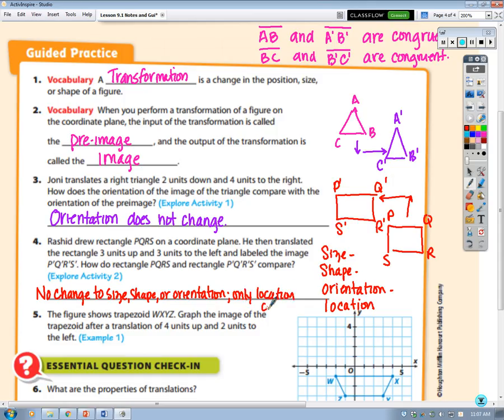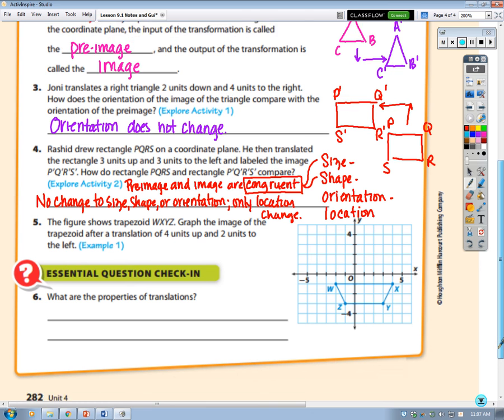Only location changed. And we can also throw in a vocabulary word here. We can say that the image and the pre-image are congruent. I'm going to put that up here. Pre-image and image are congruent. And that's a term that you're going to see a lot as we go through geometry. Congruent means same size, same shape. So they have the same size, the same shape, no change to size, shape, orientation, only to location. So that was kind of the long answer there.